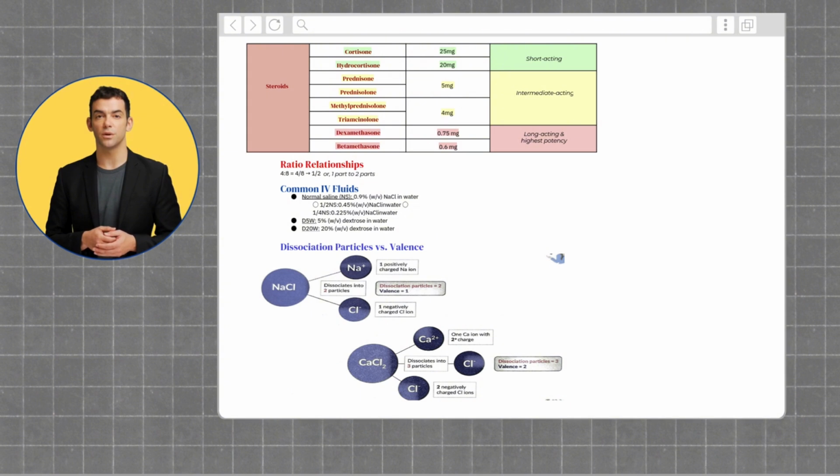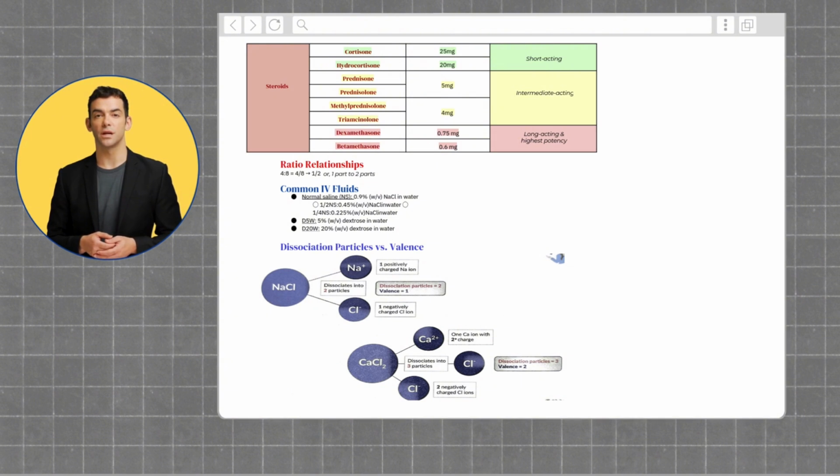For D20W, which stands for dextrose, 20% in water. What is it? A more concentrated sugar solution with 20% dextrose in water. Why use it? Provides more calories in small volumes. Used in special cases like severe hypoglycemia, low blood sugar. Think of it like super sweet water for emergencies.